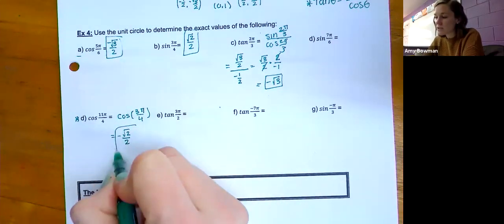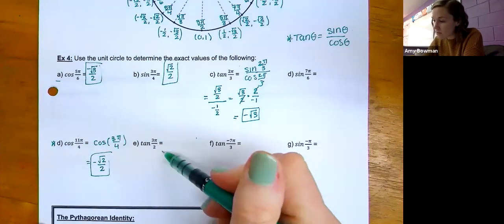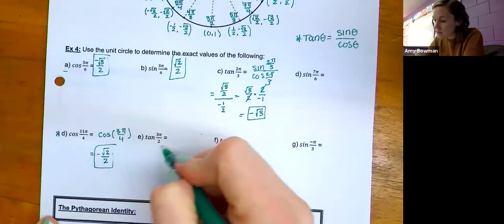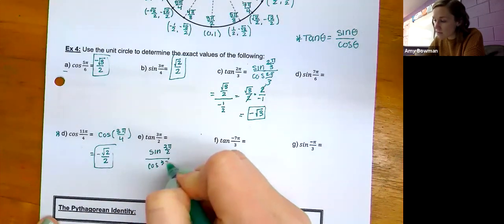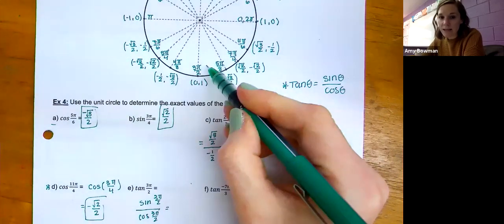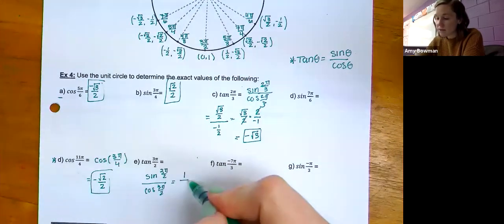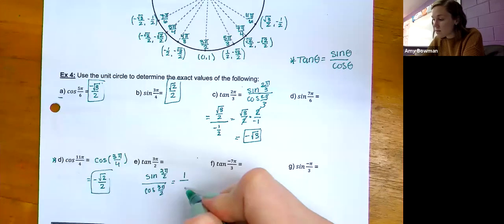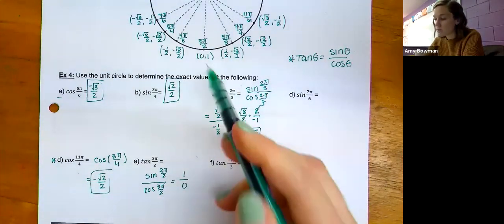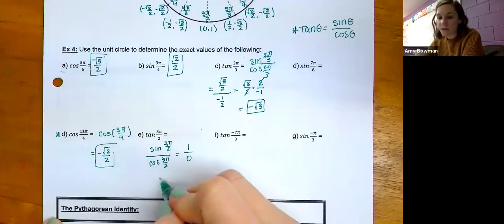Let's do another tangent. So 3 pi halves. If I want the tangent of that, what I really want is the ratio of the sine of 3 pi halves to the cosine of 3 pi halves. All right, so let's go to 3 pi halves. My sine, the y value, is 1, divided by the cosine, the x value, is 0. This is a problem because I cannot divide by 0. So what this means is that the tangent of 3 pi over 2 is undefined because we can't divide by 0.